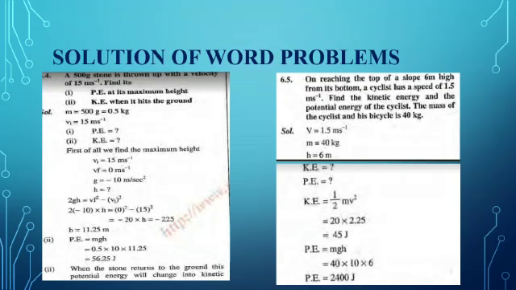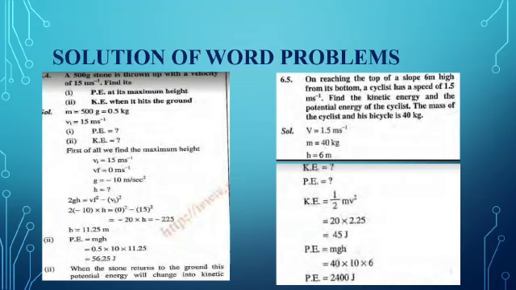Now 6.5: on reaching the top of a slope 6 meter high from its bottom, a cyclist has a speed of 1.5 meters per second. Find the kinetic energy and the potential energy of the cyclist. The mass of the cyclist and his bicycle is 40 kg. So speed is given 1.5 meters per second and mass is 40 kg. So height is 6 meters. You have to find kinetic energy and potential energy.